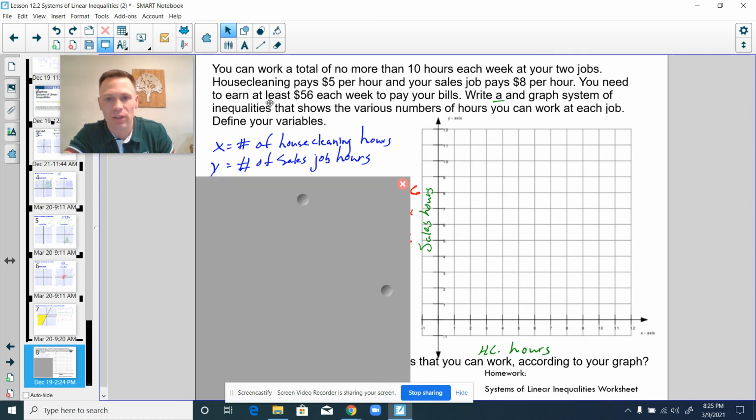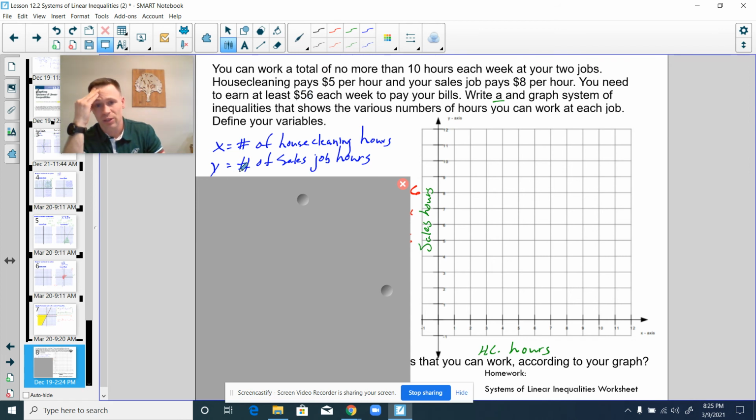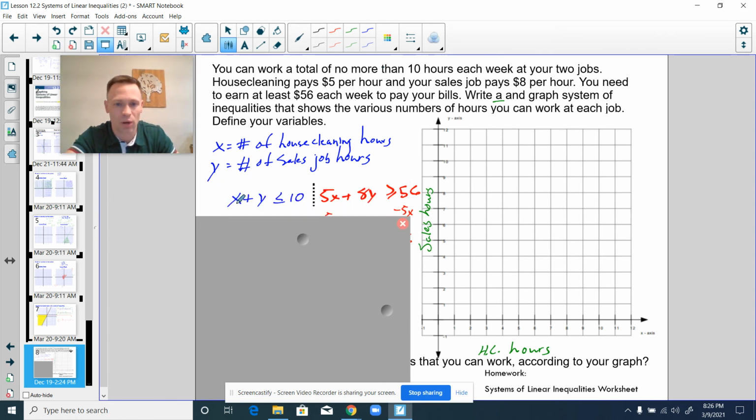To come up with the inequalities, we have to go back to what's said. It says you can work no more than 10 hours, right? So if X represents the hours of house cleaning and Y represents the total sales hours jobs, that means both of those combined have to be less than or equal to 10, because I can work 10 hours. It just can't be more than that. And so that's the first inequality: X plus Y is less than or equal to 10.